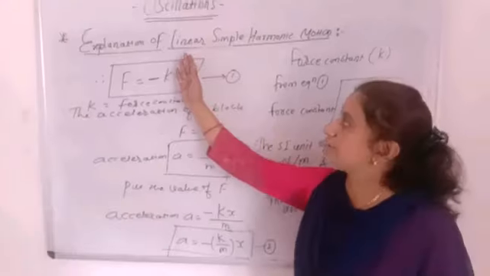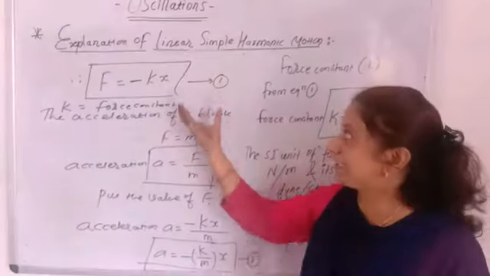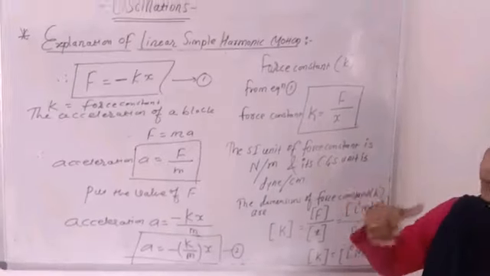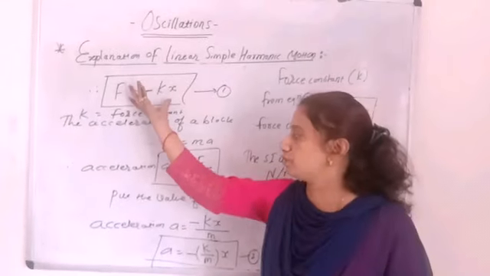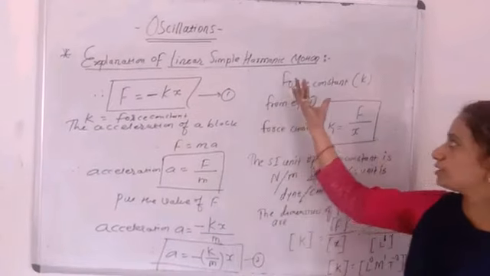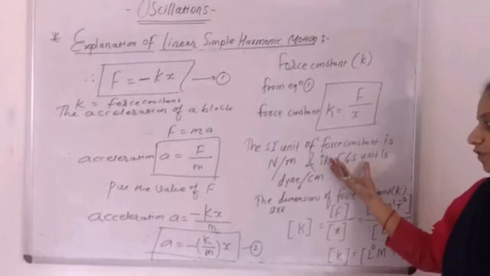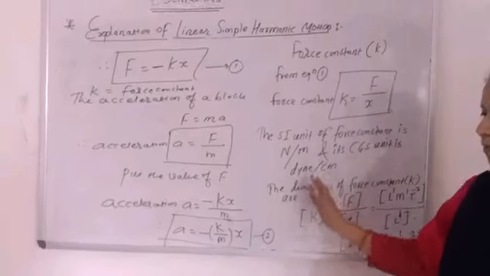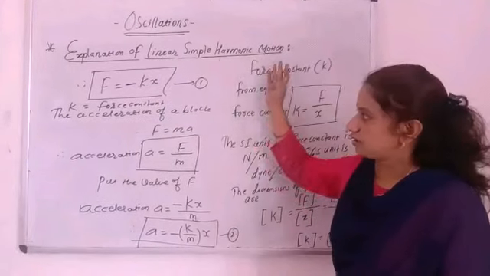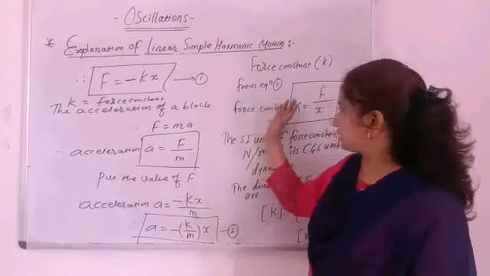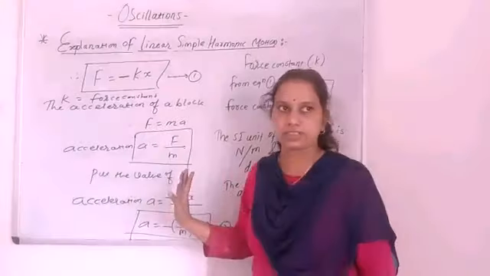This is all about the linear simple harmonic motion. In this linear simple harmonic motion, from the spring mass oscillator, we saw how we can calculate the force, the acceleration, what the force constant is, the SI unit and CGS unit of the force constant, and the dimensions of the force constant. These formulas are very important for numerical problems and also for multiple choice questions.